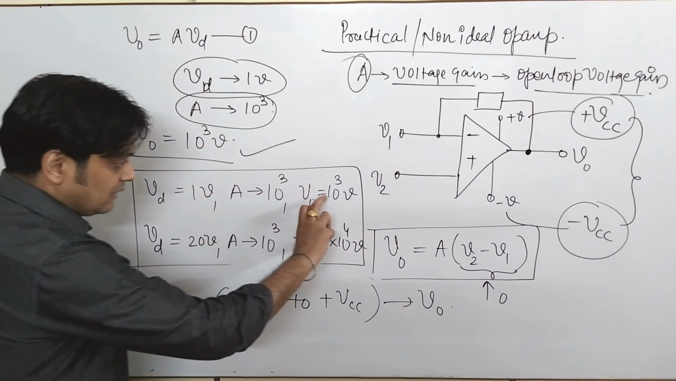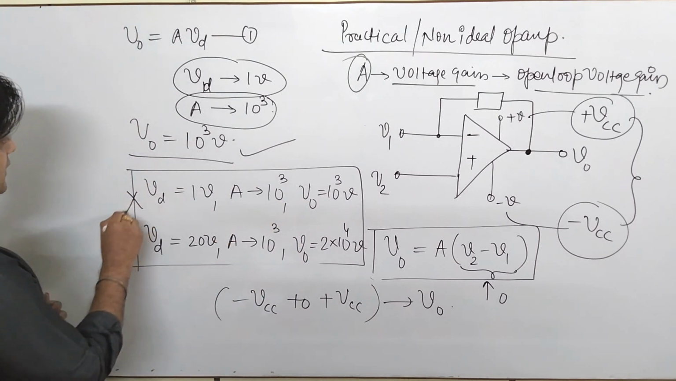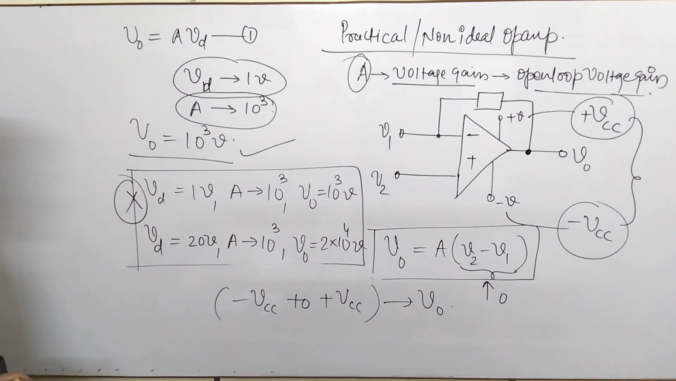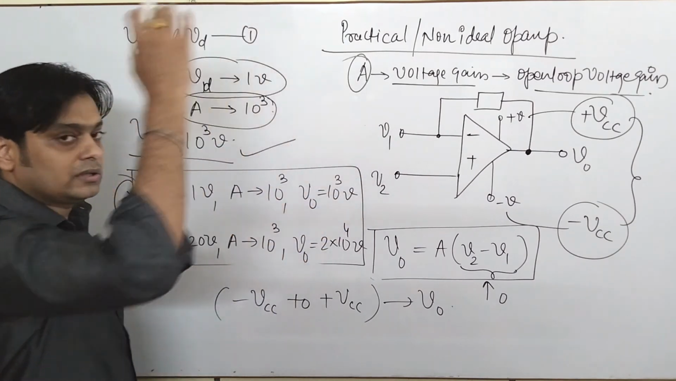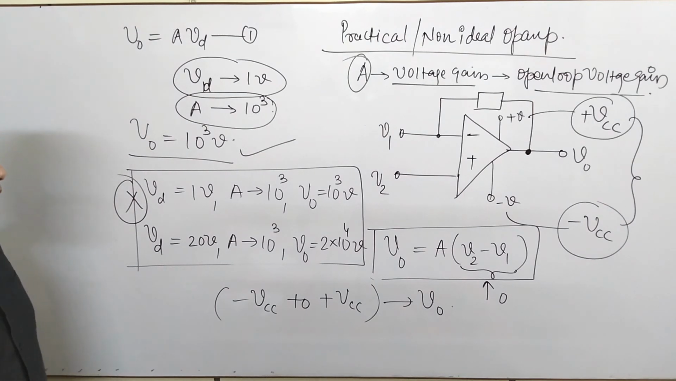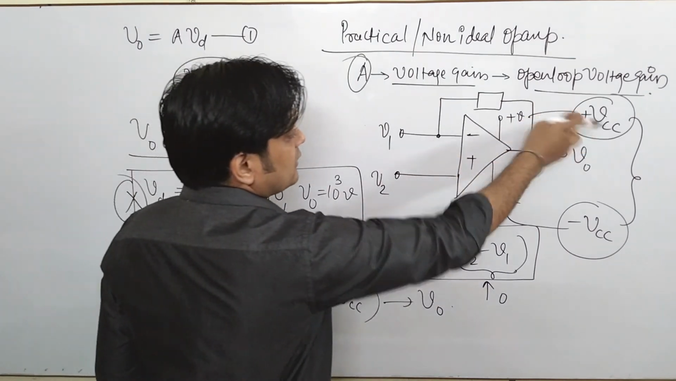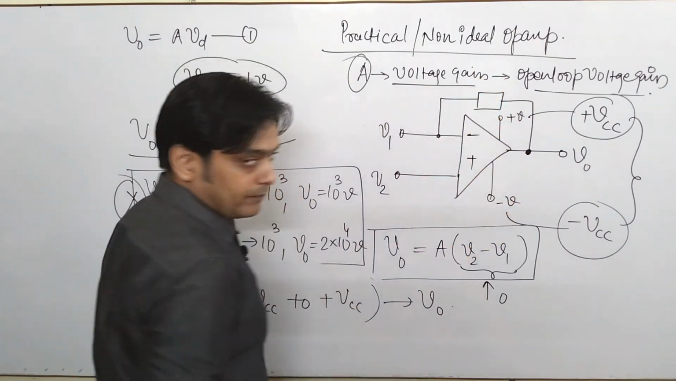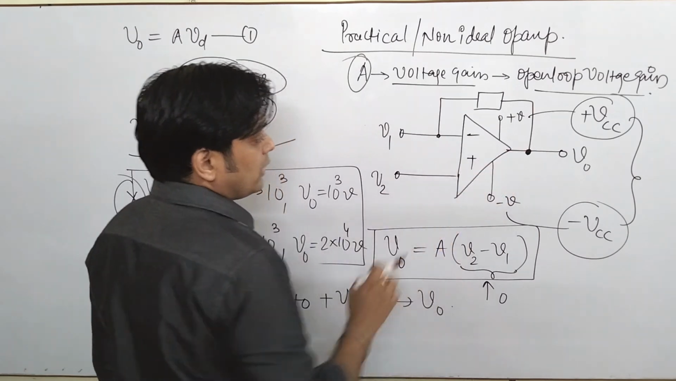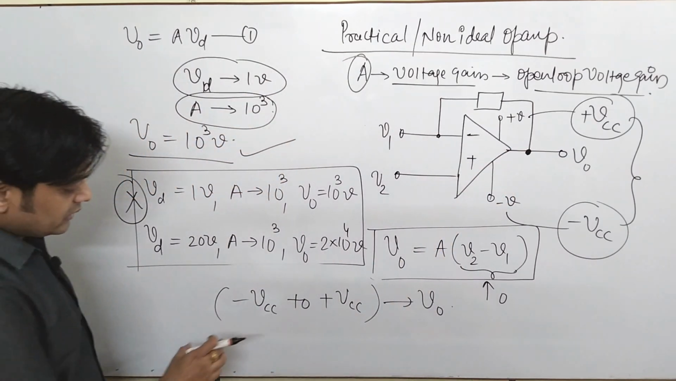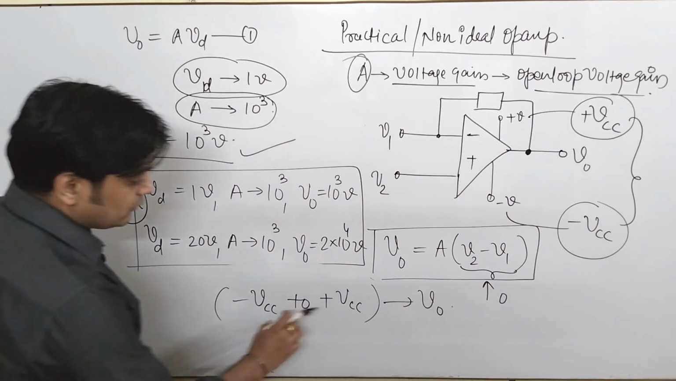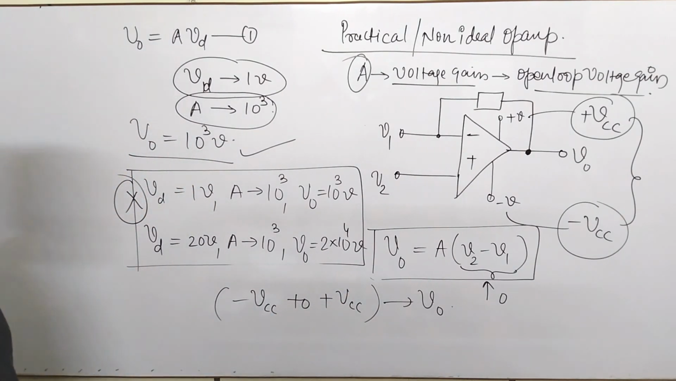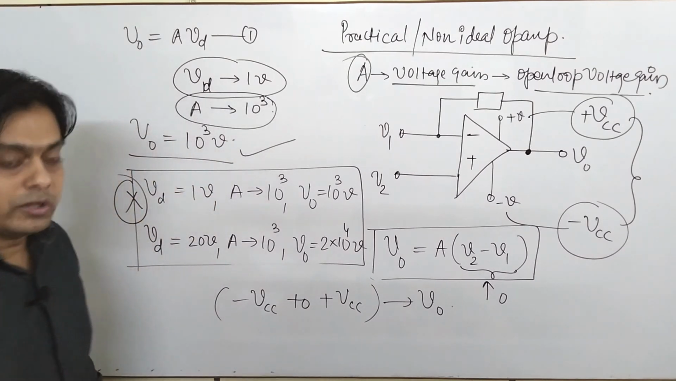So this is never the condition. Please keep in your mind, it's not like you apply 1 volt with a gain of 10 to the power 3 and you will get 1000 volt at the output. This is not possible. The output of an op-amp is always restricted by the voltage which is used for powering the op-amp, or which is used to actually function the op-amp, and that voltage range is from minus VCC to plus VCC. This is known as power supply voltage. So the output V0 is restricted between these two voltages.